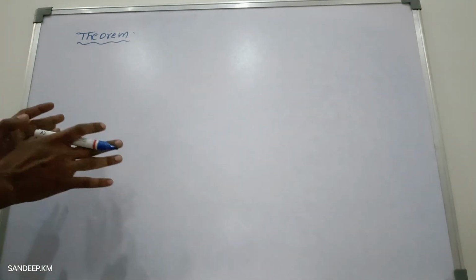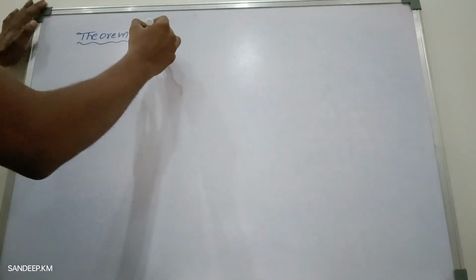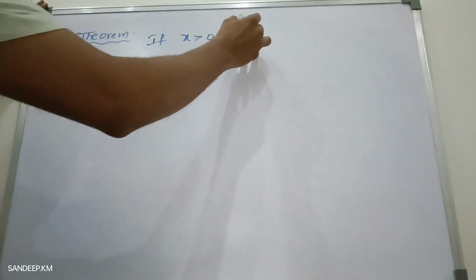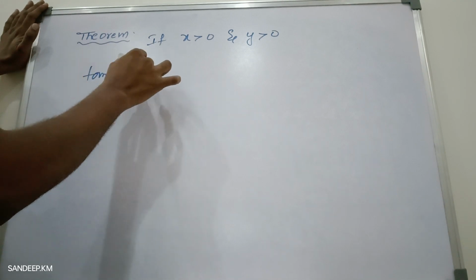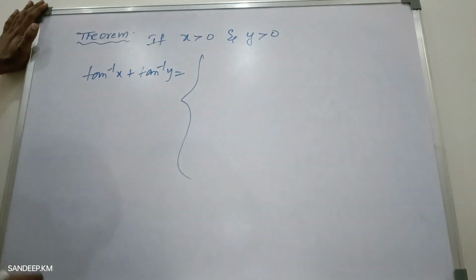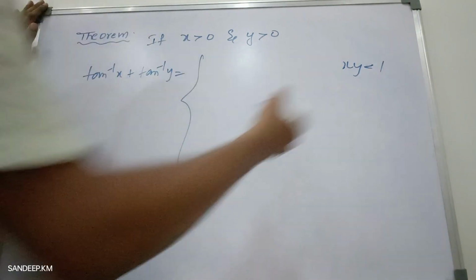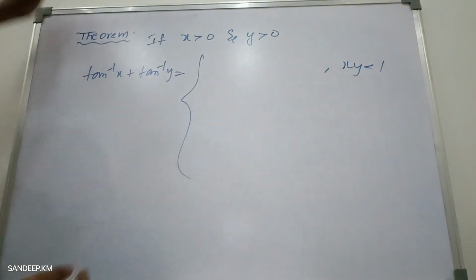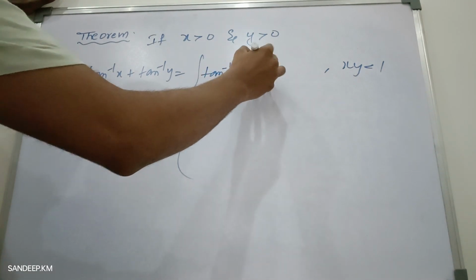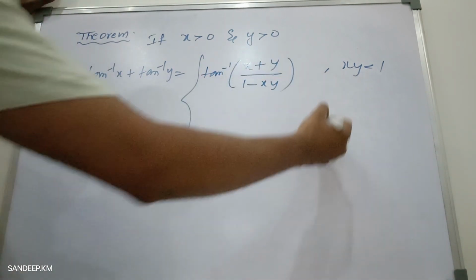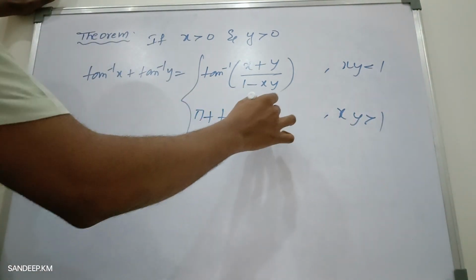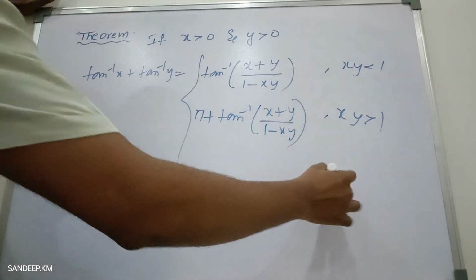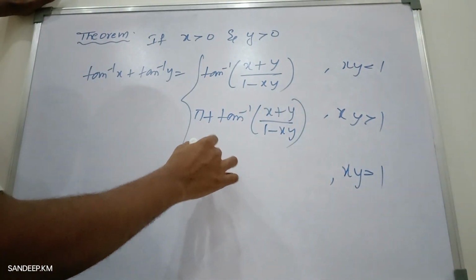So let us conclude this theorem. The conclusion says this theorem is applicable only when x and y both are positive. So if x is positive and y is positive, then tan inverse x plus tan inverse y has 3 possibilities. If xy is less than 1, then it is tan inverse of x plus y by 1 minus xy. If xy is greater than 1, it is equal to pi plus tan inverse of x plus y by 1 minus xy. And if xy is equal to 1, then it is pi by 2.